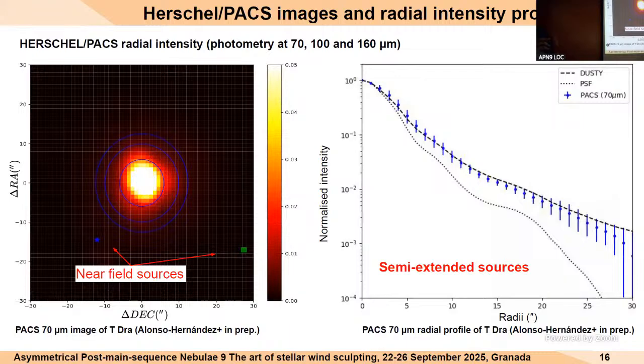Okay, this was a check that we can perform because we noted that some of the targets are angularly extended, and some of them are semi-extended. There is also one with a large-scale detached envelope. Because some of them are more extended than the Herschel PSF, this allows us to check that the radial density profiles are compatible with the models and that everything is working correctly.